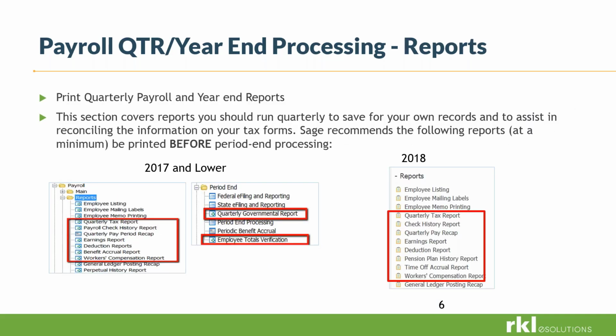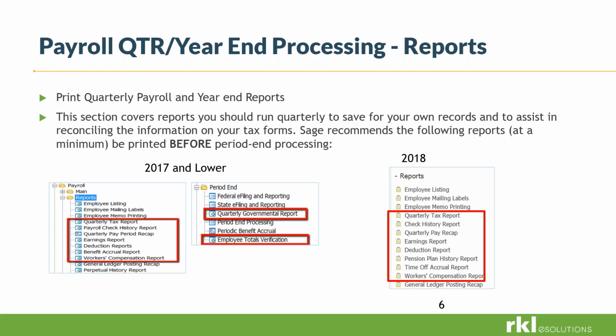So there are two types of reports that you would run to get ready for your period end. The first type would be the reports that are on the Sage 100 menu. And in versions 2017 or lower, you can see they're listed there on the left. And on the right are the reports as they appear in 2018. The reports are very much the same.